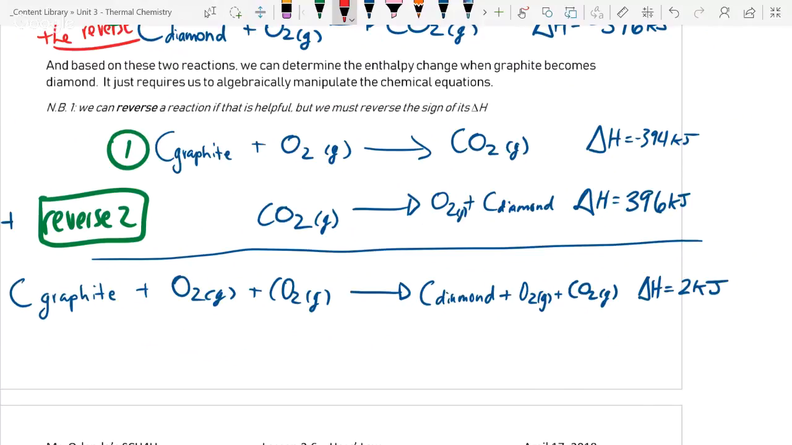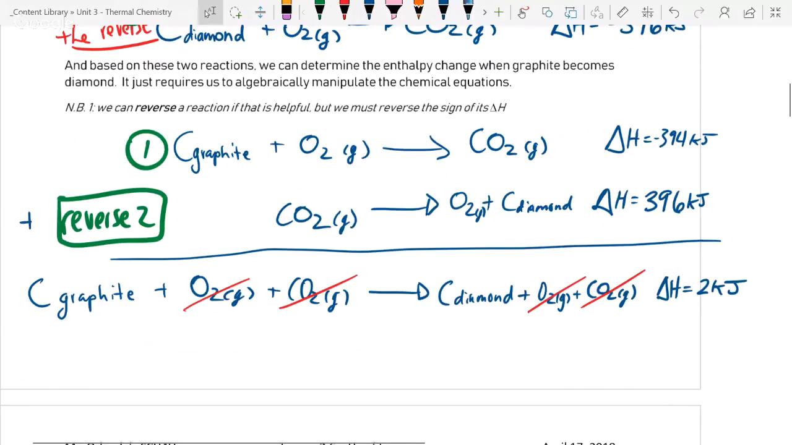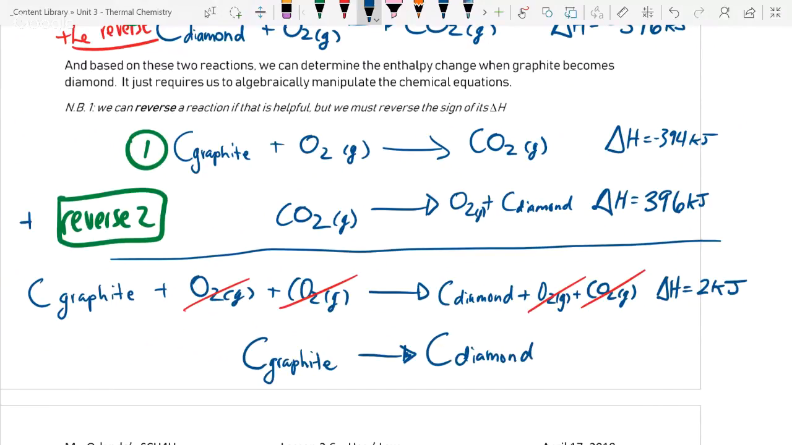Yeah, Kevin. That's right. If I have oxygen on the left and oxygen on the right, in this particular equation, is that oxygen doing anything or changing? Let's get rid of it. What else? Carbon dioxide and carbon dioxide cancel. And what remains? Well, graphite becomes diamond.